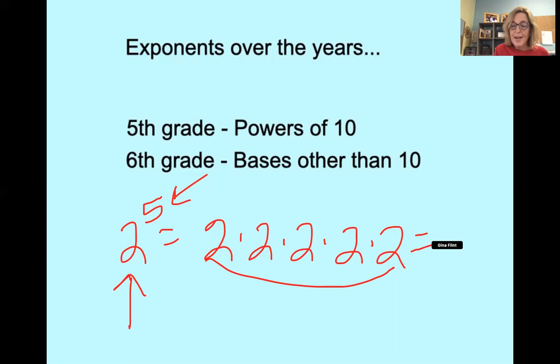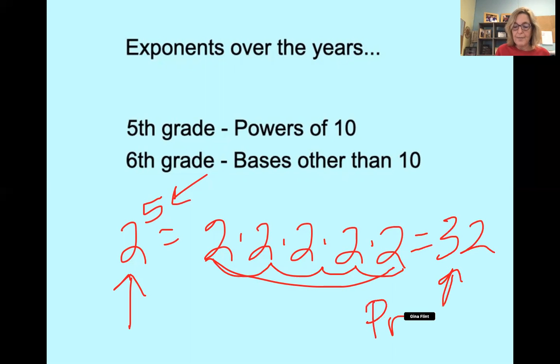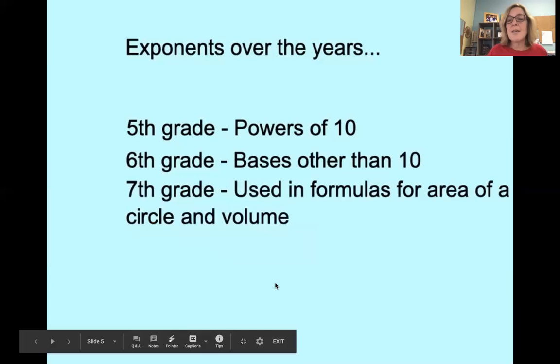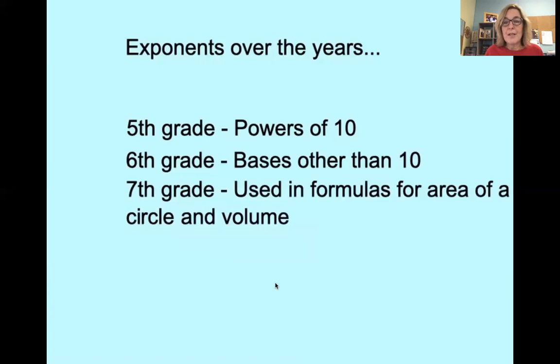And the product of all that would be 2 times 2 is 4, times 2 is 8, times 2 is 16, times 2 is 32. 32 would be called the product. So that is how we used exponents in 6th grade. And then when you got to 7th grade, we actually used exponents as part of formulas when we were looking for area of a circle and for volume.